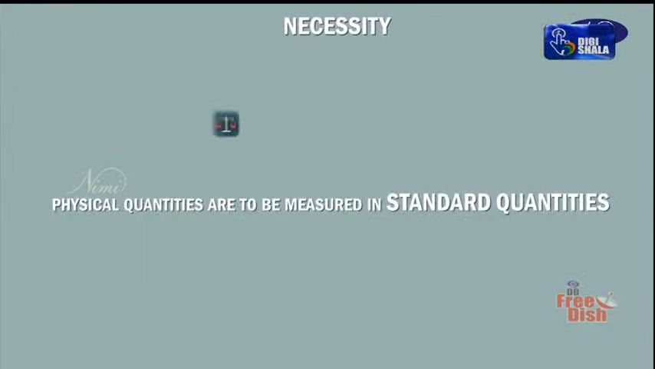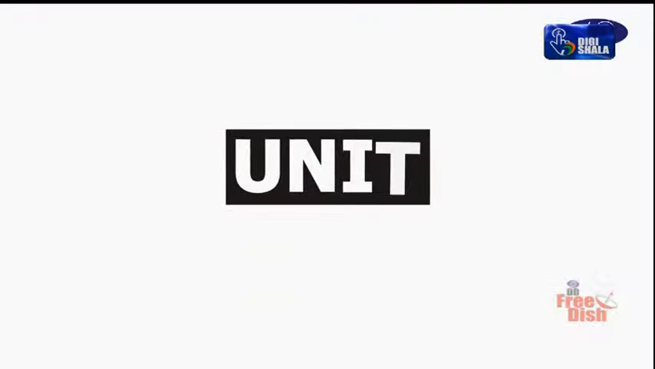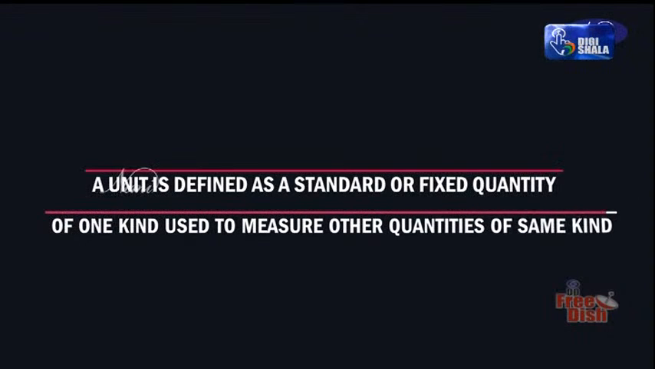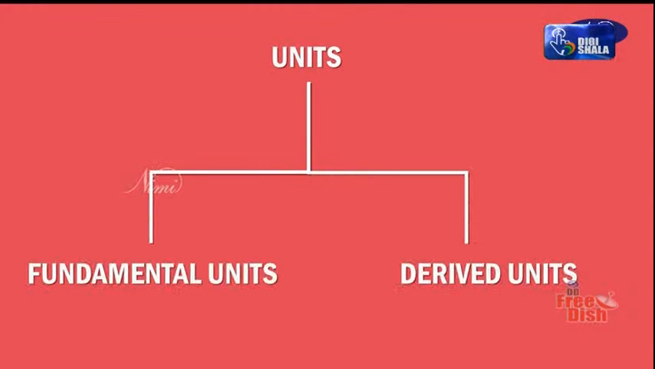Necessity. All physical quantities are to be measured in terms of standard quantities. What is meant by unit? A unit is defined as a standard or fixed quantity of one kind used to measure other quantities of the same kind. Now, classification of units. Fundamental units and derived units are two classifications.